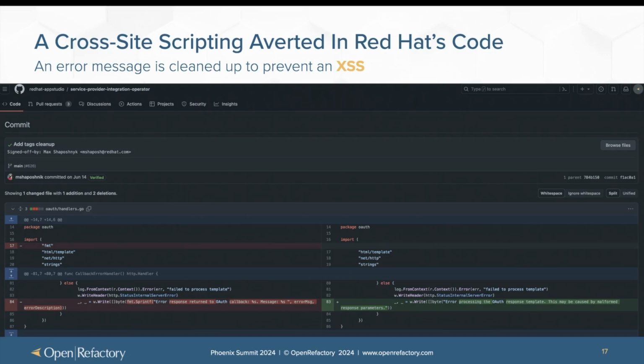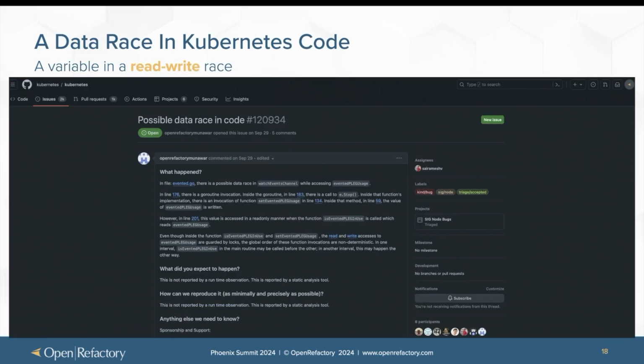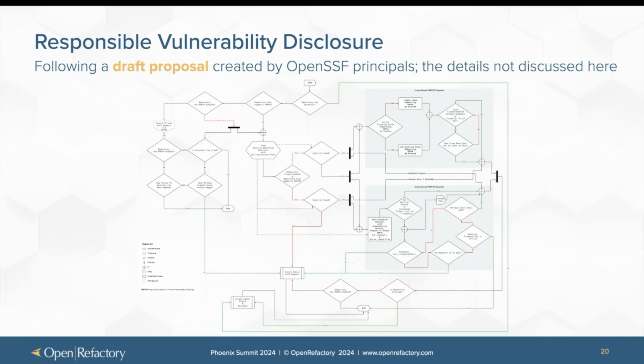For example, here is a cross-site scripting averted in Red Hat's code, or this is a data race that has been averted in Kubernetes code. We also needed to follow the responsible vulnerability disclosure mechanism. When we are thinking of critical security bugs and we reported that publicly, that might create a zero-day exploit, which we clearly do not want to do.